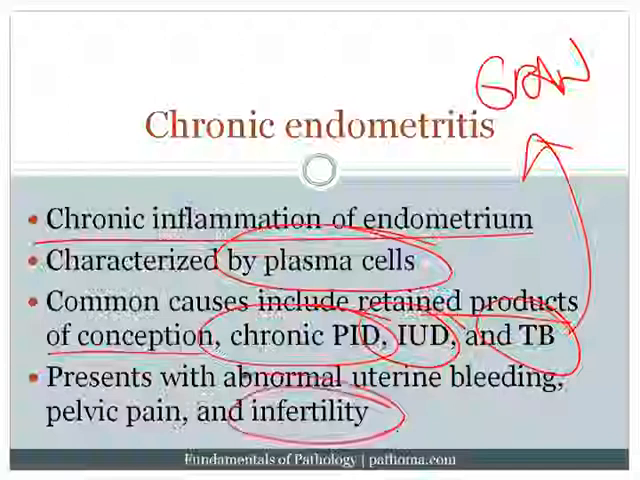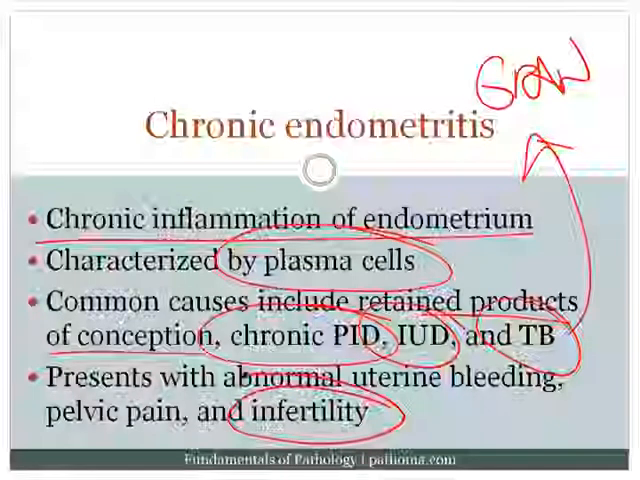Infertility is important because it's common for endometrial biopsies to be done in patients with infertility, and they'll write on the requisition when they submit that biopsy, please check for chronic endometritis. And when they say that, I know that I need to now look for plasma cells in the endometrium because this patient has infertility and they're trying to determine whether chronic endometritis might be a cause of that infertility.